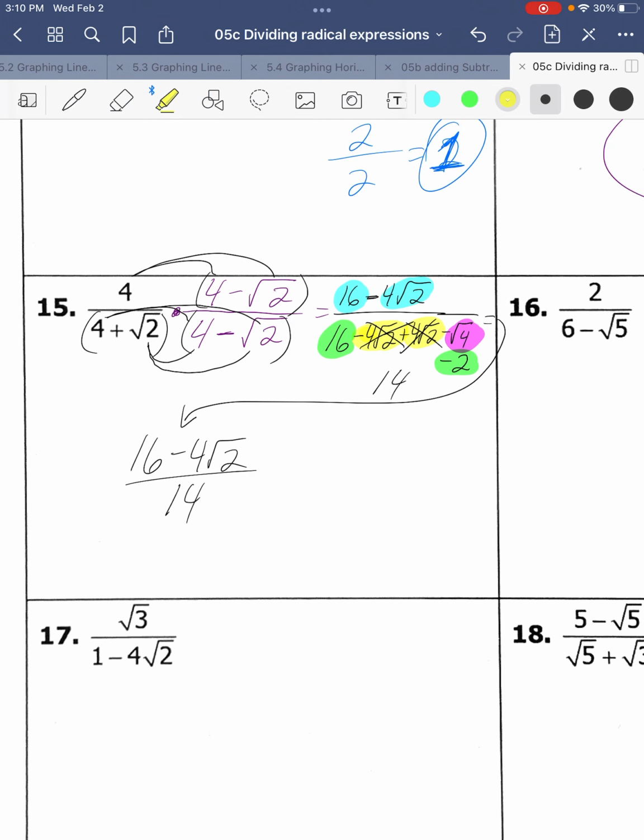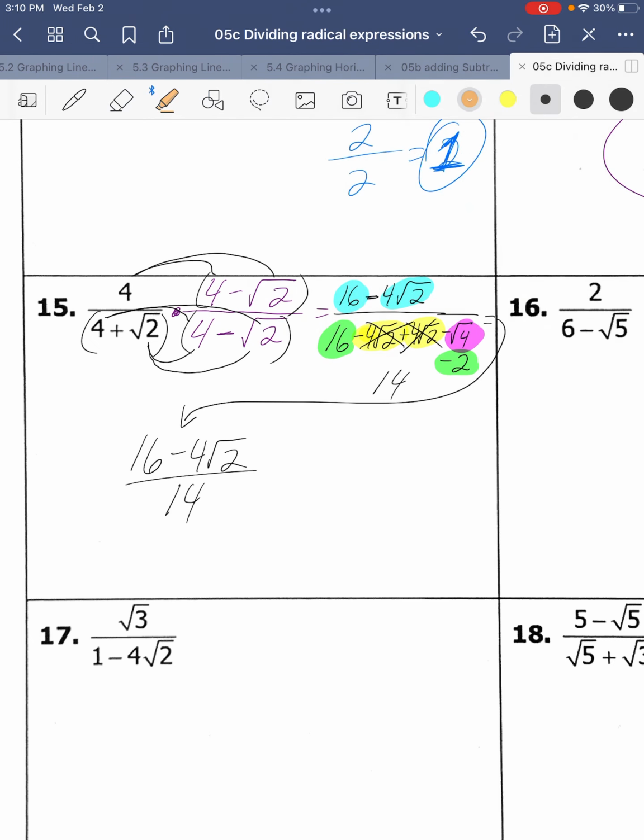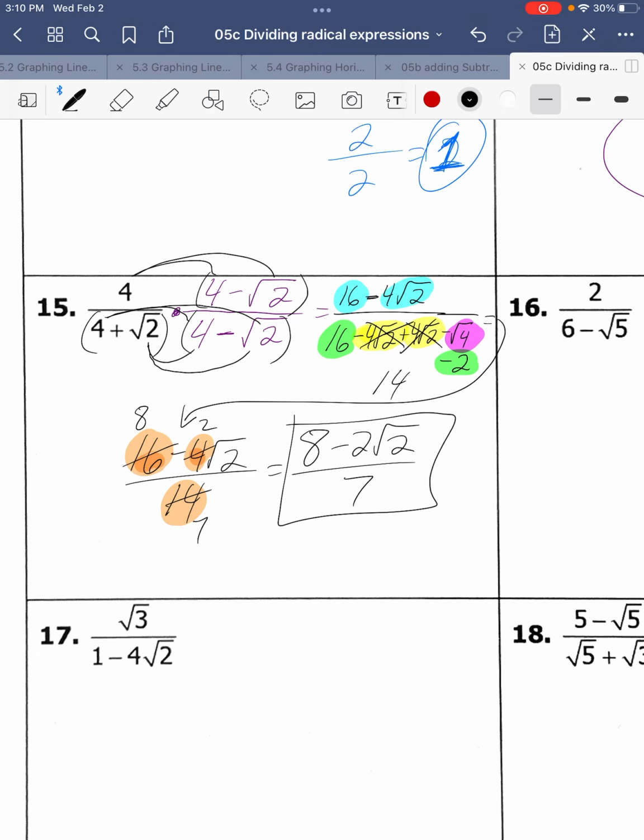This is looking nice. Now I'm going to take a look at 16, 4, and 14. Can we simplify something there? They're all divisible by 2. Maybe more. Let's see. Divide each by 2. Oh, no, 7. Not more. So 8 minus 2 square root of 2 divided by 7. There's your final answer.